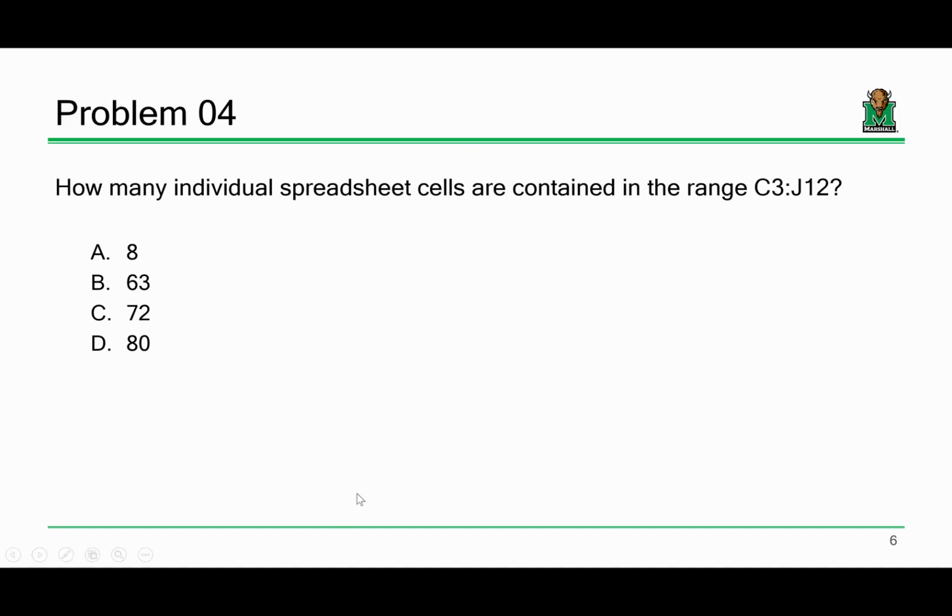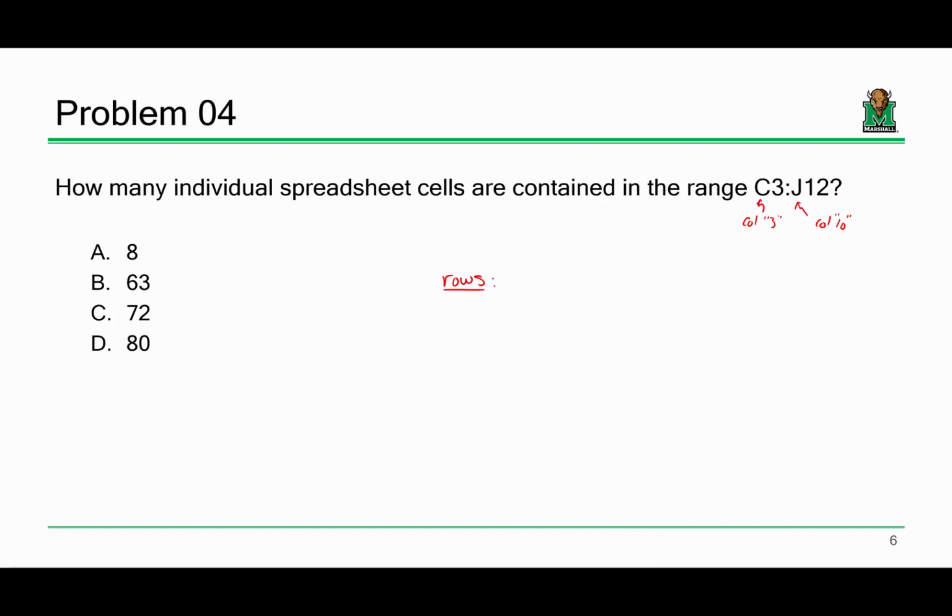Okay. Now, here's another one, and this isn't that hard once you see the trick, but there's a very easy thing to miss with this: how many individual spreadsheet cells are contained in the range between C3 and J12? And so first off, because we're going to be doing some calculations, I'm going to refer to this as column 3. And so if that's column 3, what would J be? And so you do the alphabet, A, B, C, D, E, F, G, H, I, J, so that's column 10. Okay. Now, let's take the rows.